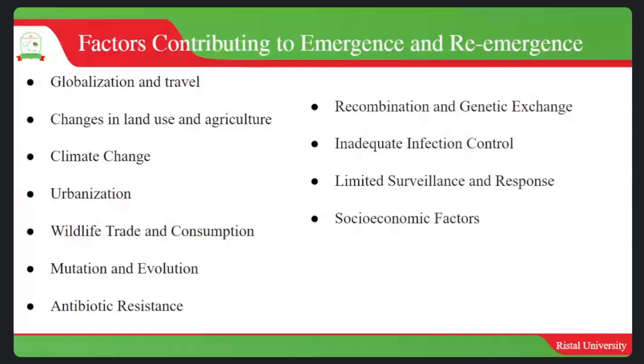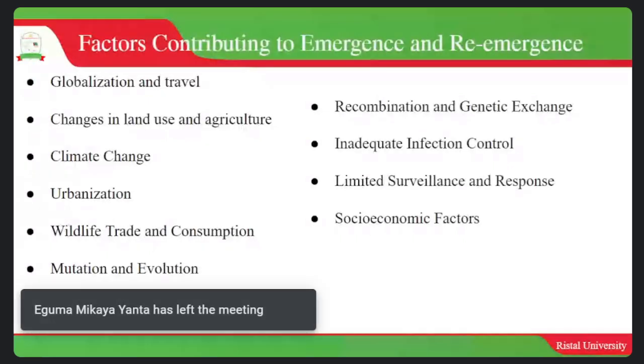Overcrowded and unsanitary conditions in livestock farms can also promote emergence and spread of pathogens among animals, and these can potentially spill over to humans. The rising temperatures and changing weather patterns can also alter the distribution and abundance of vectors. And many more other factors that you can think of, very many other factors that you can think of.